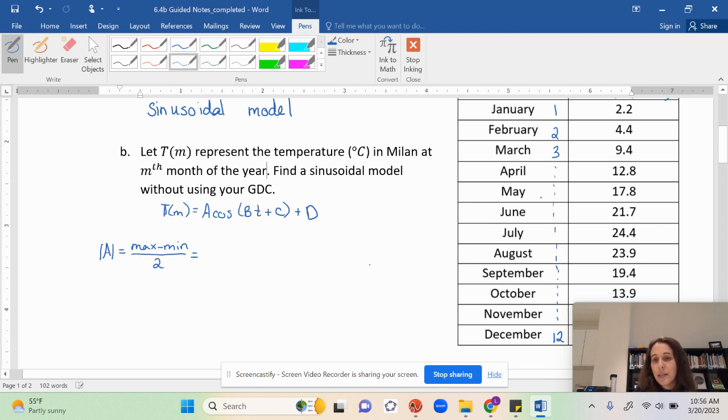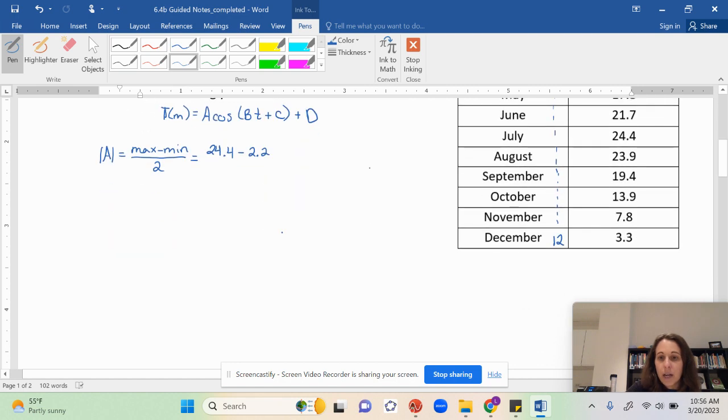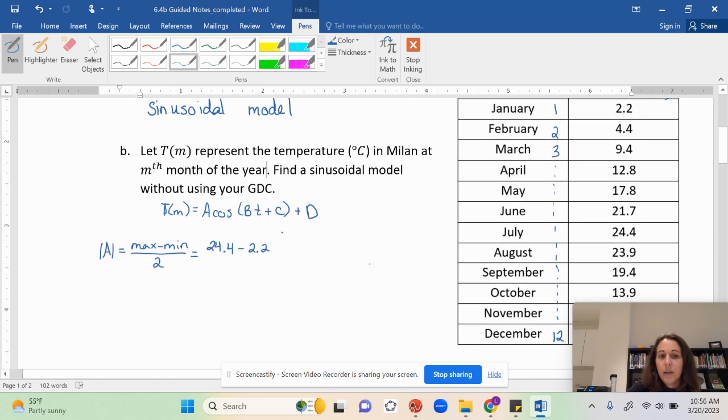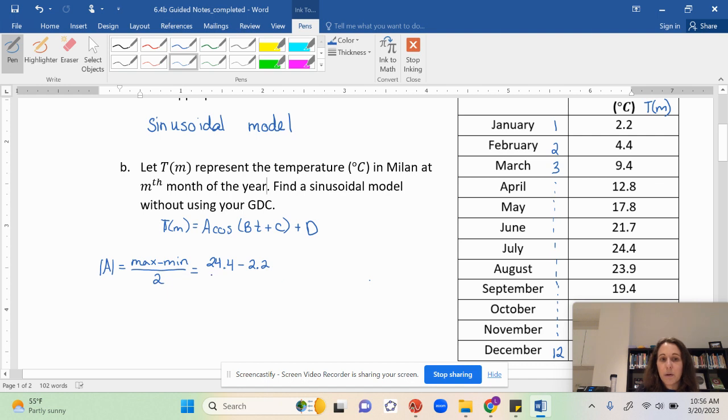If I do that for this data over on the left, my absolute maximum is 24.4, and my overall minimum is January at 2.2. If you don't believe me, we can look down. December is 3.3. So maximum minus minimum over 2 gives us 11.1.